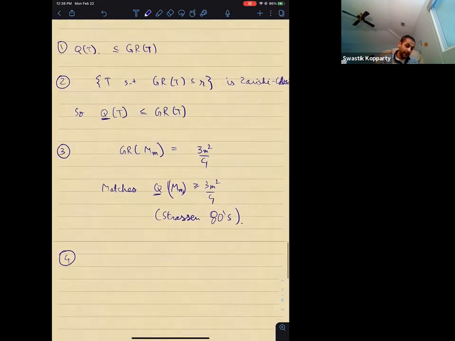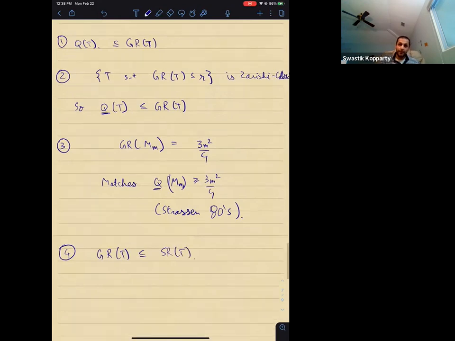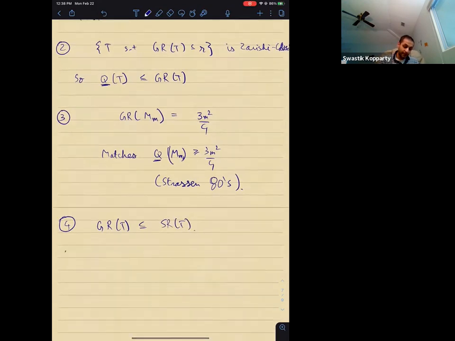Okay, and so other relationships. The geometric rank of the tensor is at most the slice rank of a tensor. And finally, geometric rank is like a characteristic zero analog of analytic rank. So geometric rank of T. So this is the final statement, and it has to be said carefully.